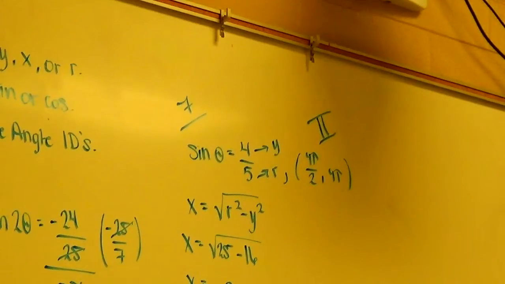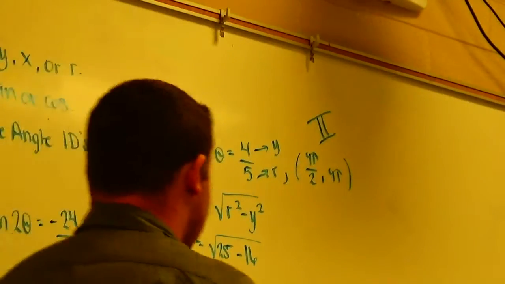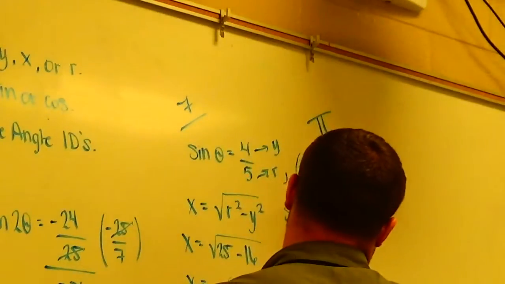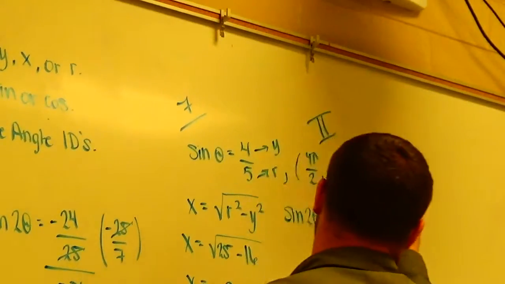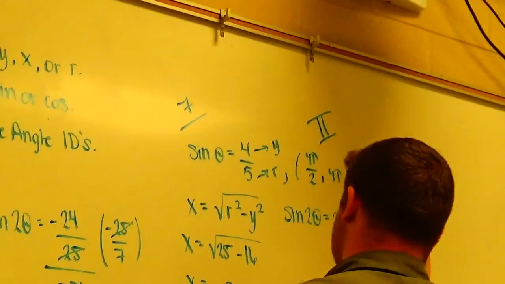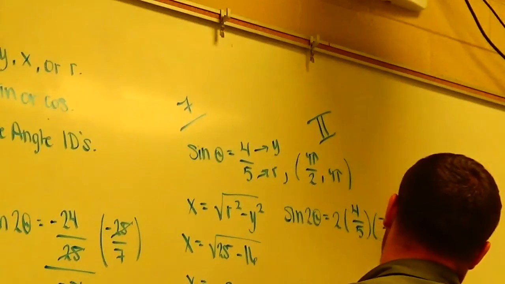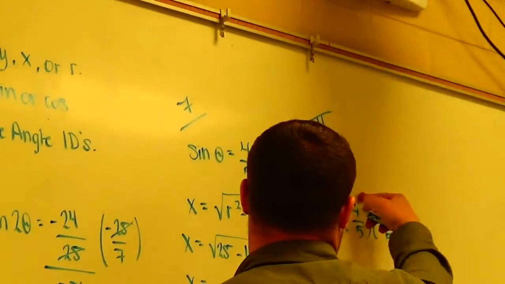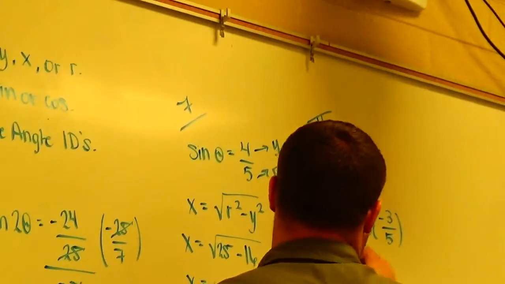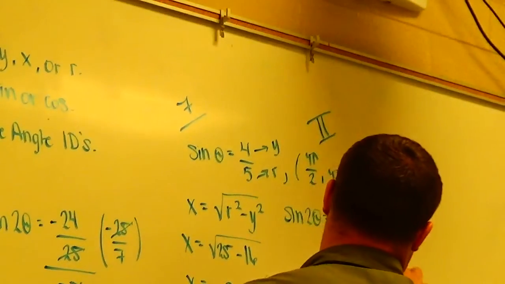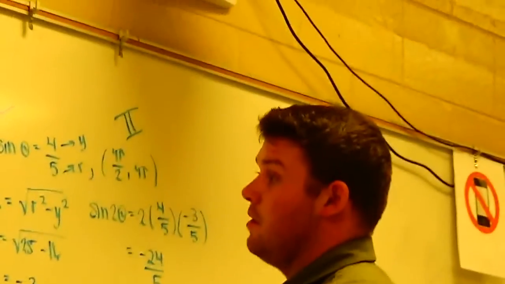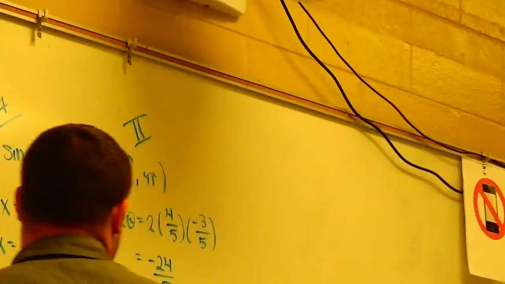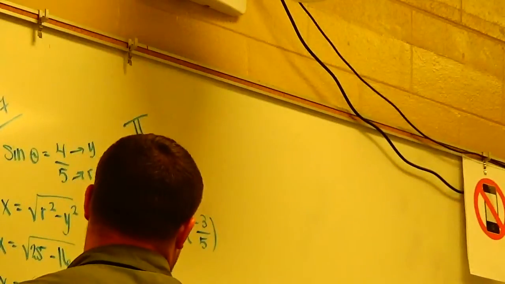The third step is to find your double angles using your double angle identities. So the sine of 2 theta equals 2 times the sine, which is 4/5, times the cosine, which is negative 3/5. Well, 2 times 4 is 8, 8 times 3 is negative 24/25. Strangely similar.